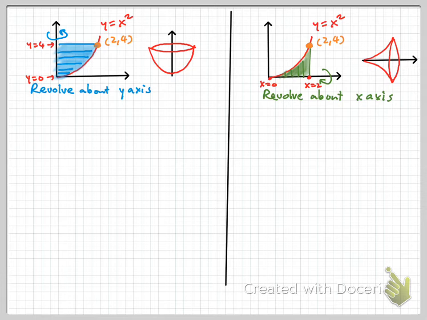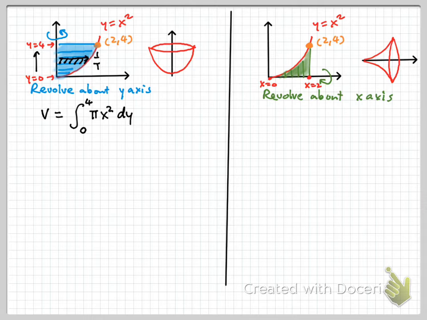If we do the revolution about the y-axis, then the rotation element will be a disk, and the radius of this is x. So the area is pi x squared, and the thickness of the disk is dy. So we do an integration from the smallest y, which is 0, to the largest y, which is 4, because this point is (2, 4). When x is 2, y is 4. So we do the integration from 0 to 4. This is the volume of this particular object.